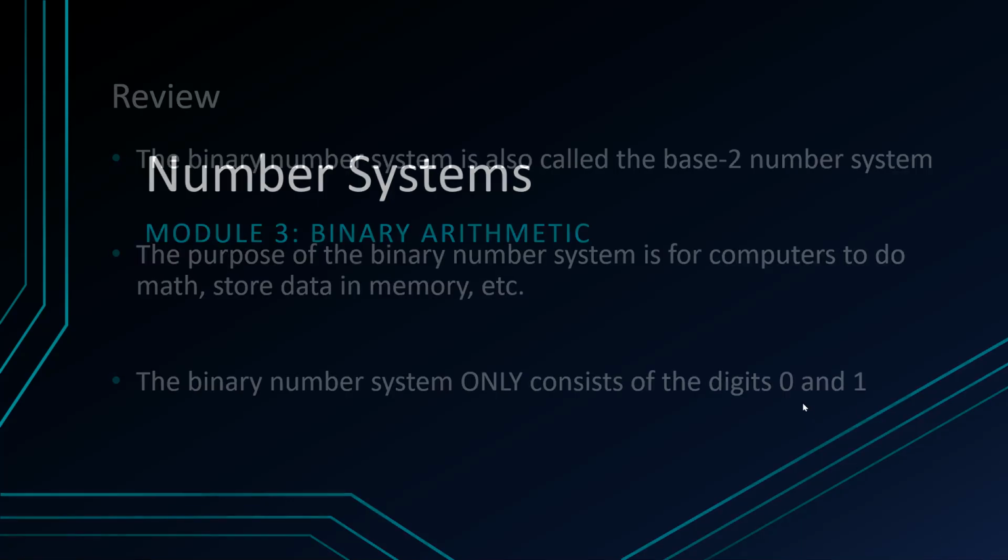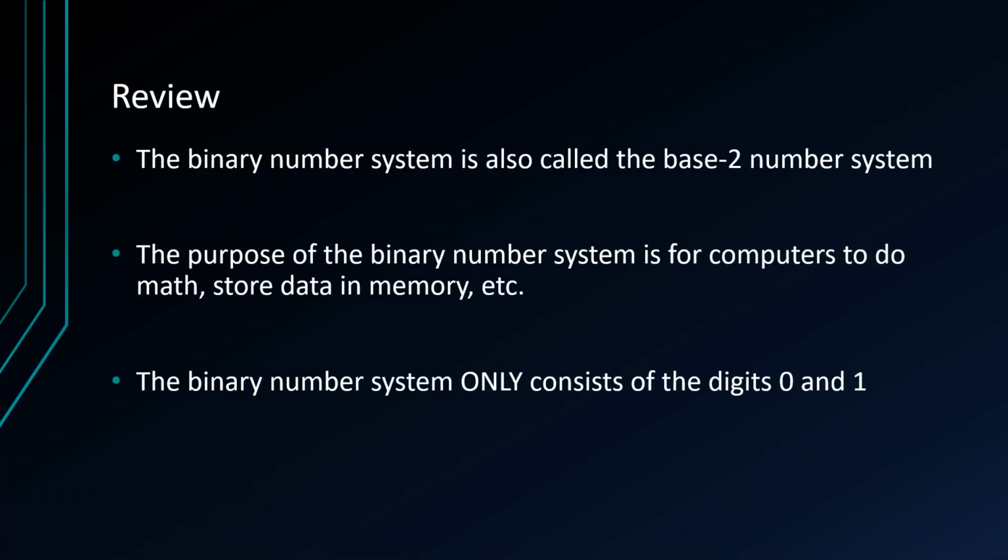So, moving on. Quick little review of what binary numbers are. The binary number system is, of course, called the base 2 number system. Its purpose is, of course, to allow computers to do math, store data, and just basically perform all the operations we expect computers to do. Binary number system only consists of 2 digits, 0 and 1. So now that we recall what they are and what they're used for, let's figure out how to work with them.